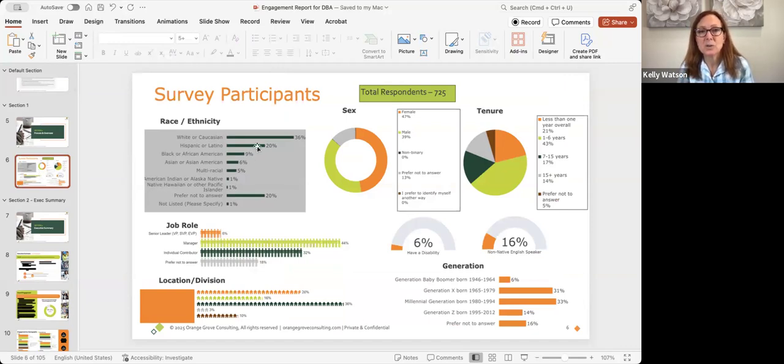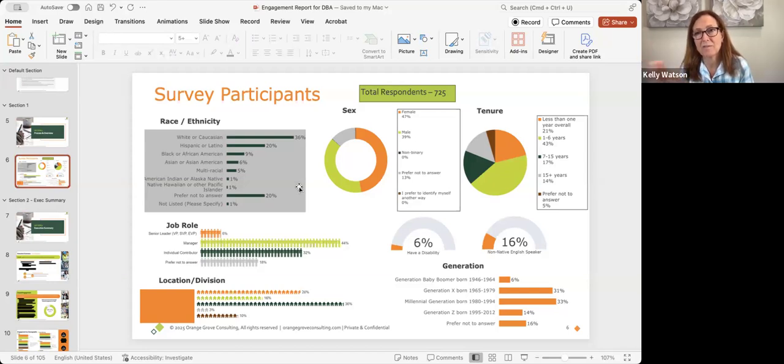Then we usually do a demographic, like who participated in the survey. These are just descriptive statistics. And we will say how many respondents in total took the survey and whether or not we felt that that was statistically significant. Obviously, 725 is a pretty good number.